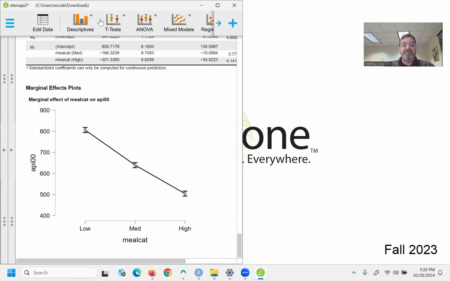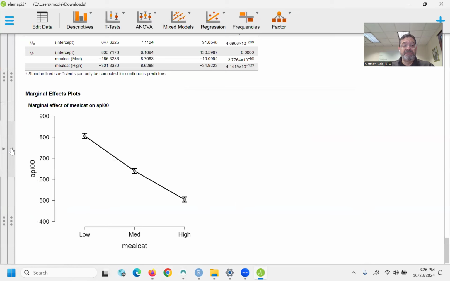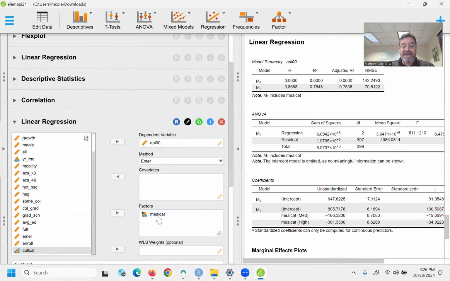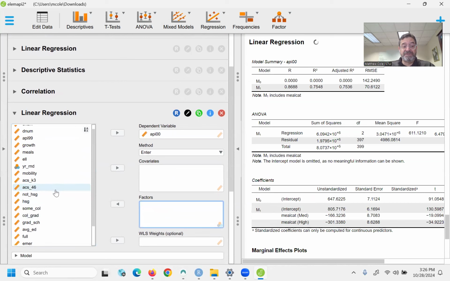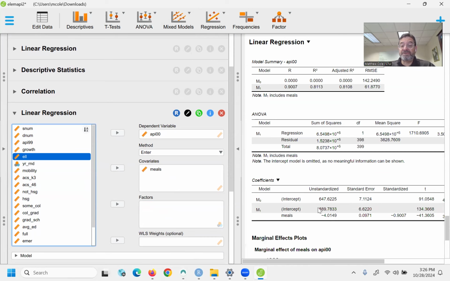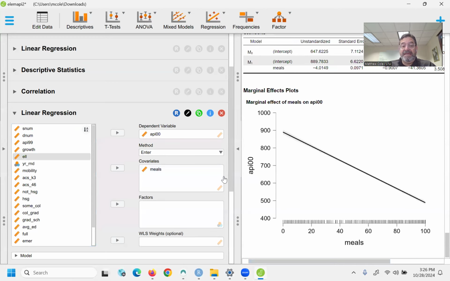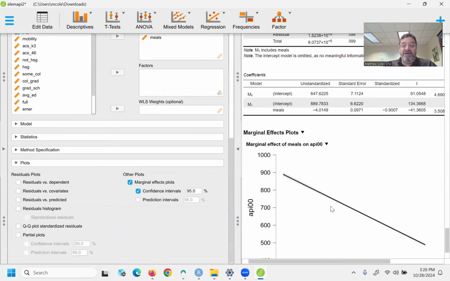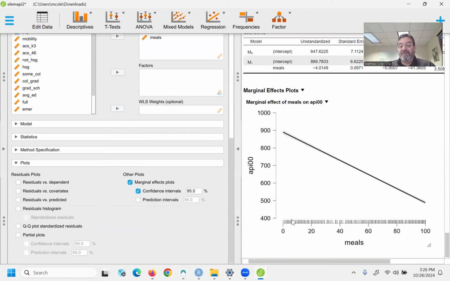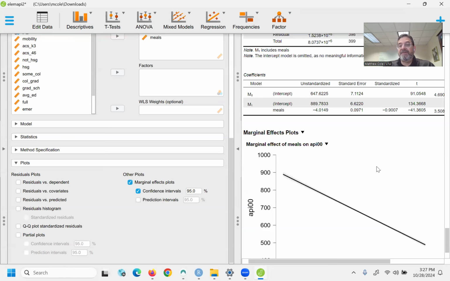It would probably be better, since we have the information, no need to actually use the categorical predictor. We might as well use meals, because that's all of the scores. And then we see the line is basically what we saw from the three categories, but it's all of the information and not much variability, right? Very consistent, not a whole lot of fluctuation around that.